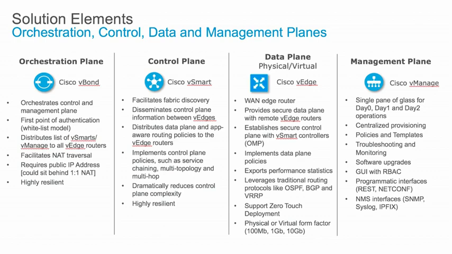The management plane consists of the Cisco vManage element. This is responsible for day 0, day 1, and day 2 operations. Policies and device templates are centrally provisioned from the vManage GUI, which includes support for role-based access control and integration to traditional network authentication tools such as RADIUS and TACACS. Troubleshooting and monitoring is available from the vManage dashboard, as well as greatly simplifying device software upgrades across the network. A full set of RESTful APIs are available through vManage, as well as NETCONF, SNMP, syslog, and IPFIX.